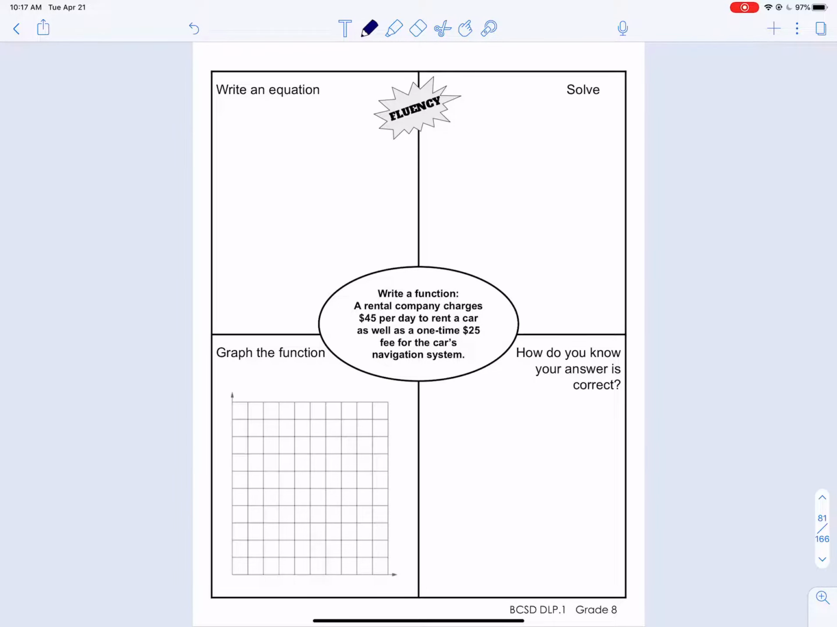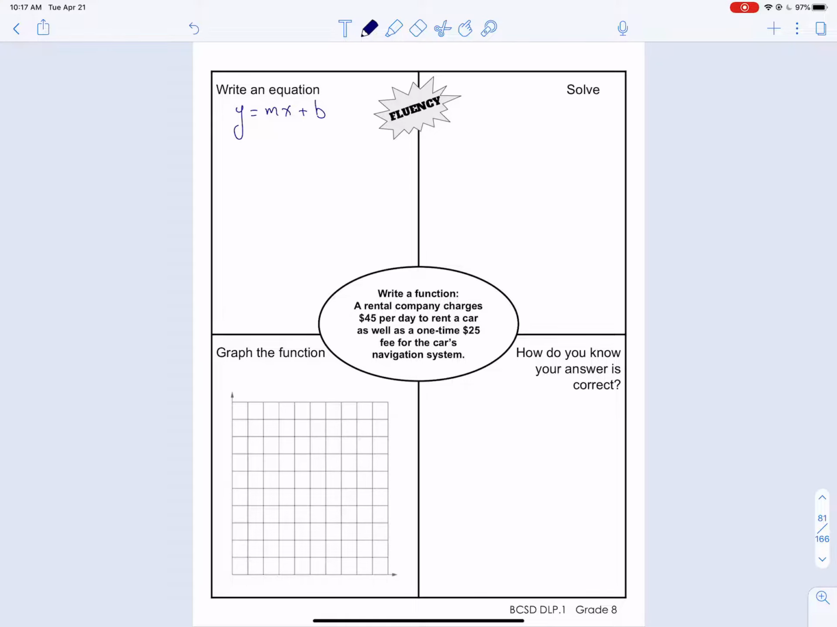All right, the last part. This time we don't have just a simple problem. So this is basically like a rule of 4, a little bit different, but let's see what we can do. So it says to write a function, to write an equation for this situation. A rental company charges $45 a day to rent a car, as well as a one-time $25 fee for the car's navigation system. So in 8th grade, we're always dealing with lines. So we always start off with y equals mx plus b.